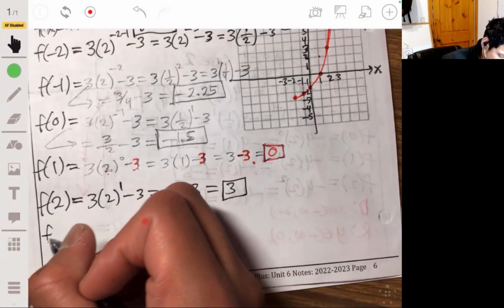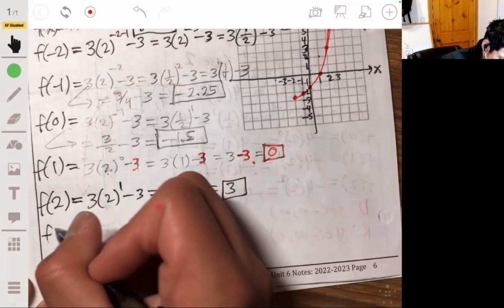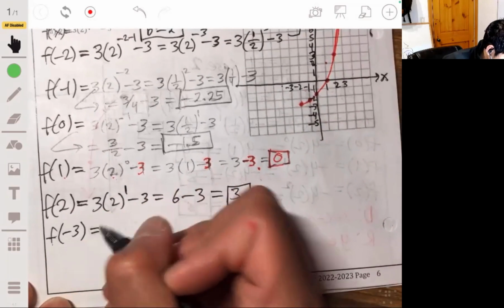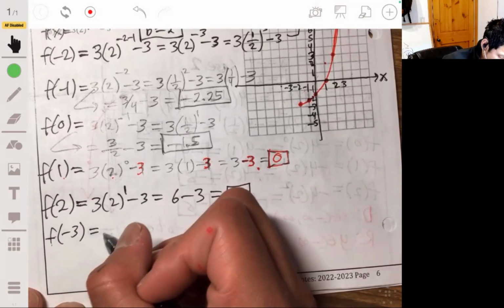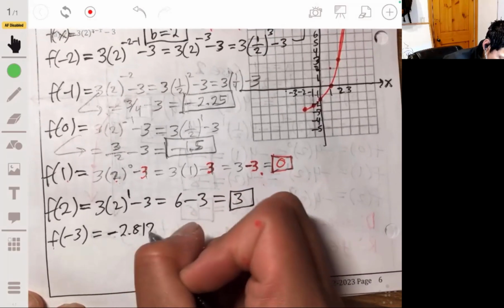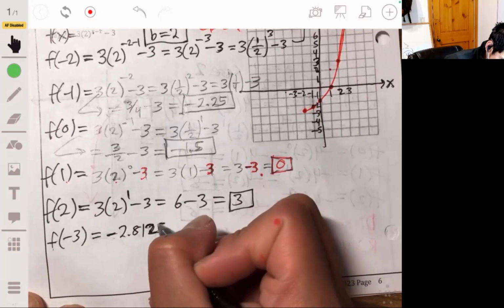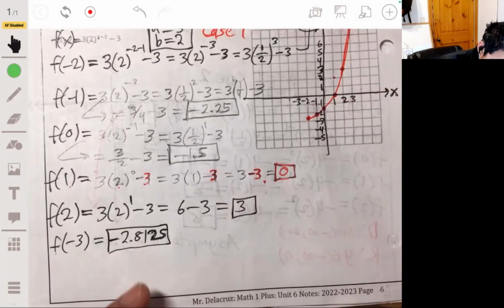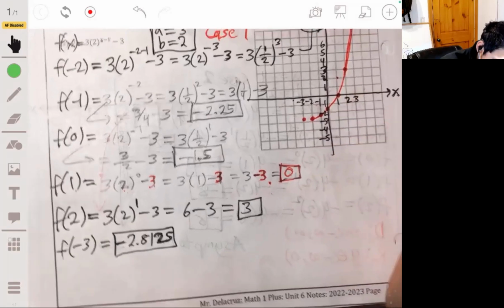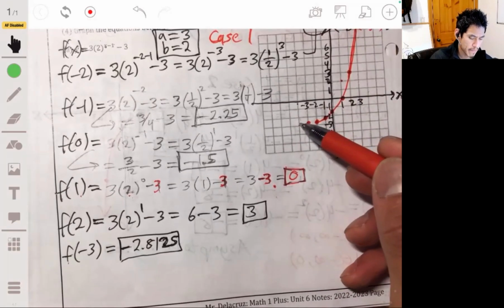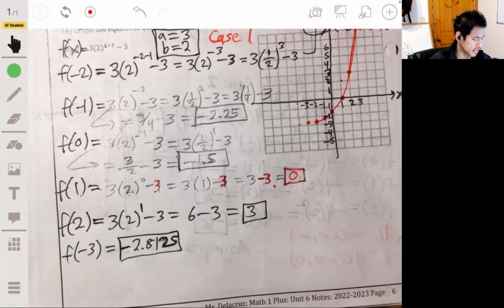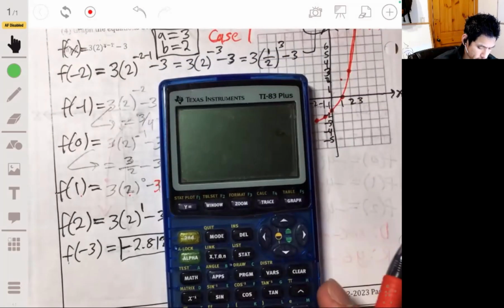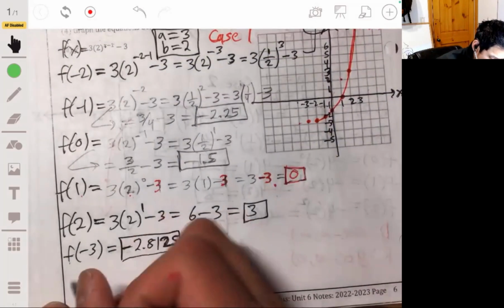So if I was to calculate for -3, -4, f of -3, I would get -2.8125. Then I would have another point like around over here. So I can keep on going, but let's go big. Let's say if I did -100. Let's say f of -100.